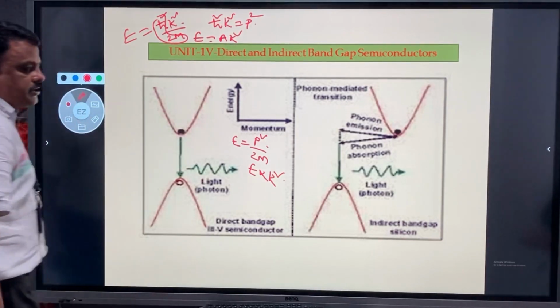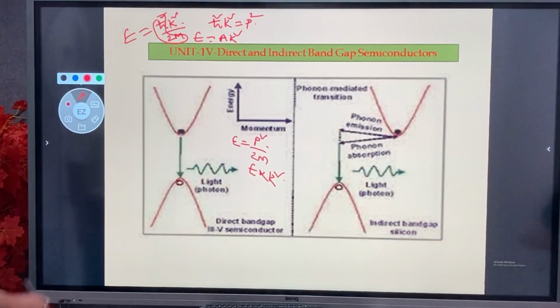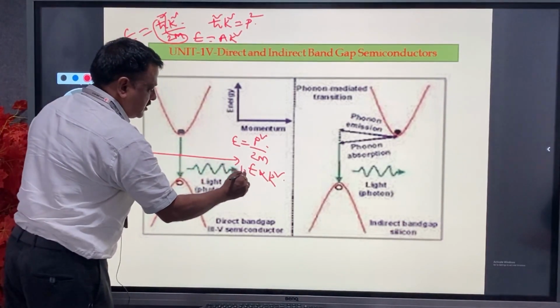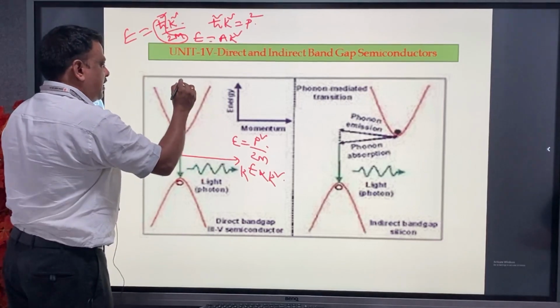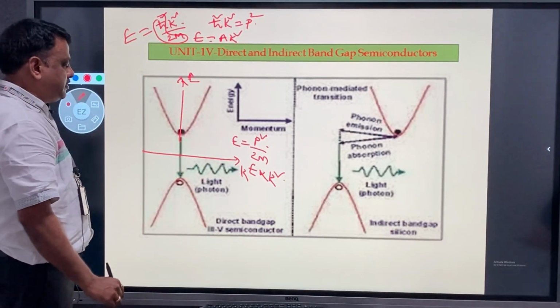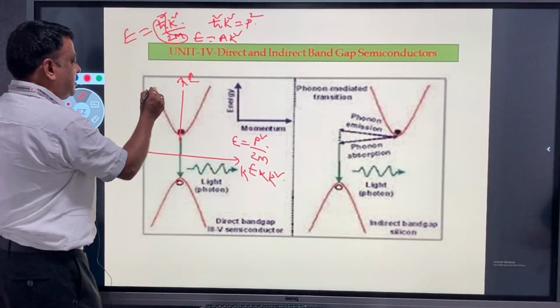This is represented as a parabola. Let us consider that the E-K diagram is the shape of a parabola. This is an E-K diagram. This is the value of E, and this is the value of k.